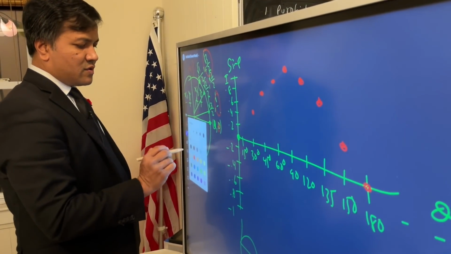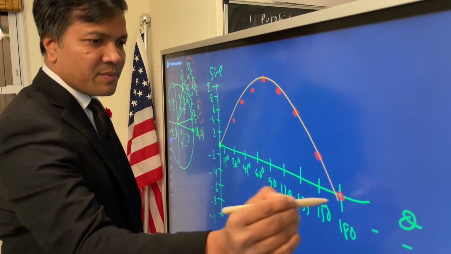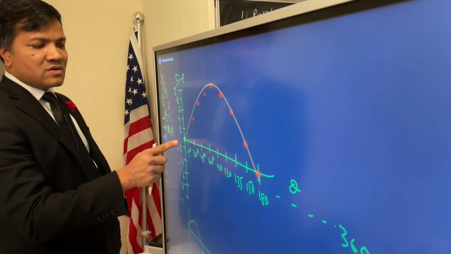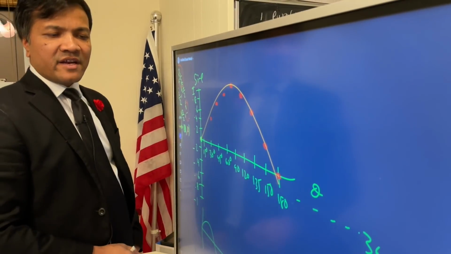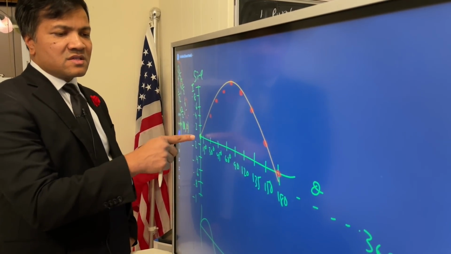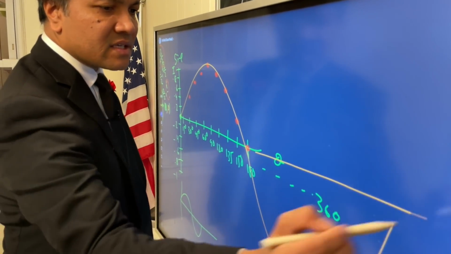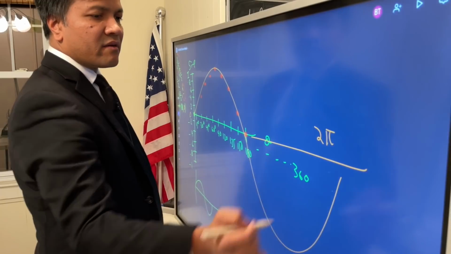So now what do you see? You see the magic. This is the sine graph from 0 degree to 180 degree, or 0 radian to pi radian. If you plot it all the way, it is going to be 0 to 360 degree, just like that, or 0 to 2 pi radian.